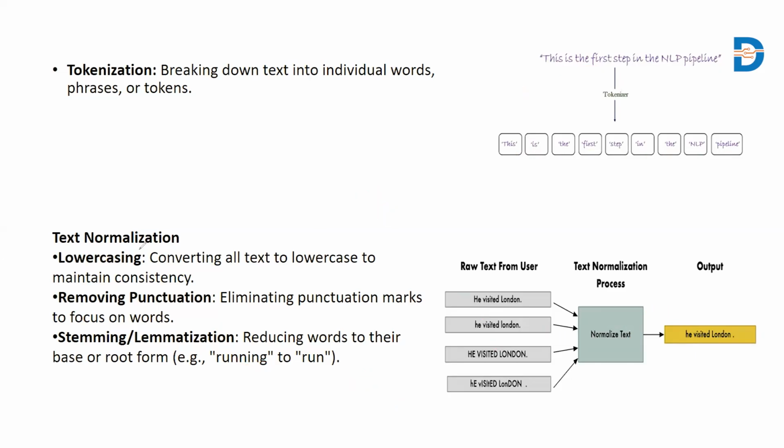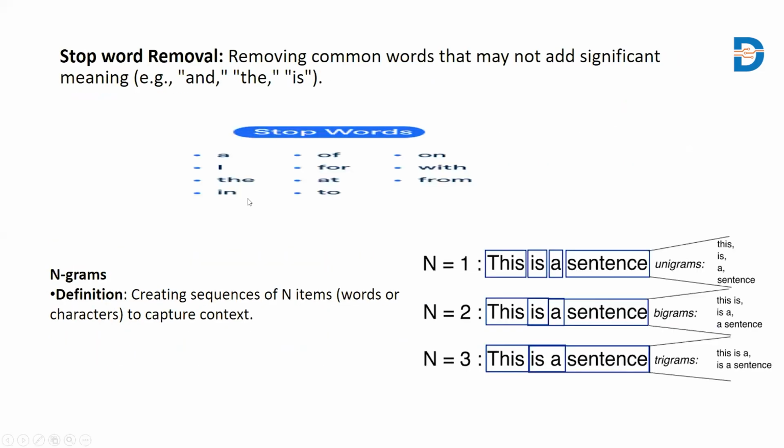Coming to the next technique, stop word removal. What does stop word removal mean? In one sentence we will get some common words. We need to remove the common words that may not add significant meaning. They don't add any significant meaning: the, in, of, for, at. Such words are called stop words. So what we will do is remove these stop words.